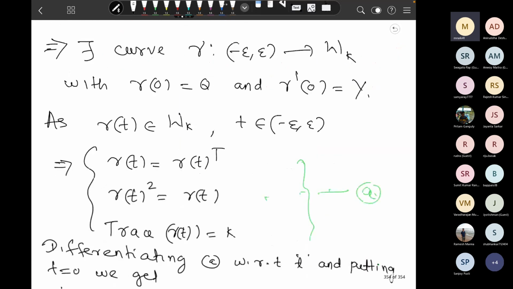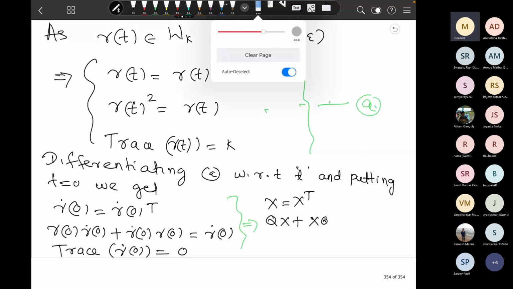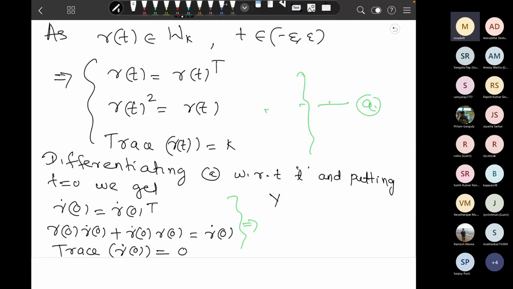Now I will use this information, gamma 0 is equal to Q and gamma prime 0 is equal to Y. So these three equations give me something like this: Y is equal to Y transpose, Y Q plus Q Y is equal to Y, and the trace of Y is equal to 0. These three equations I will call B.